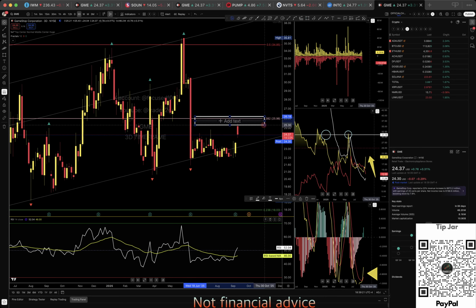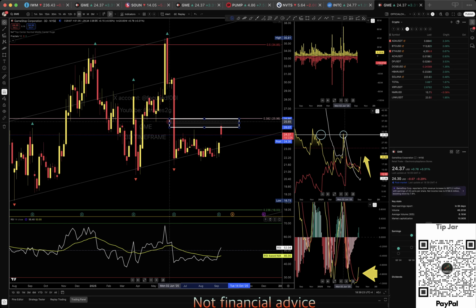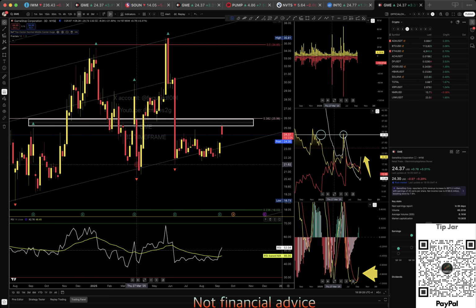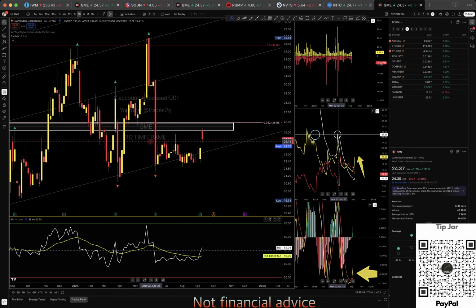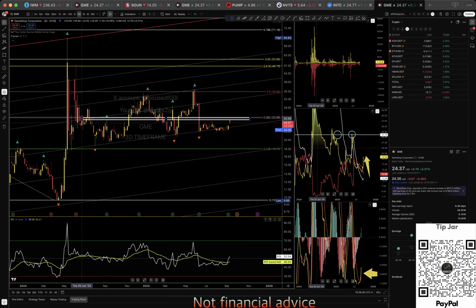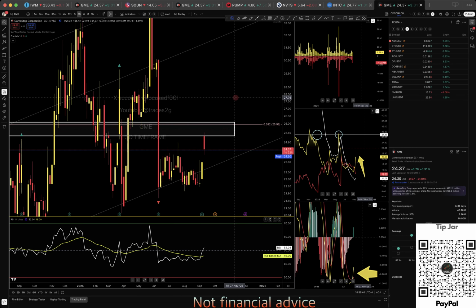So we do have a clean rejection here. If we just take a box, obviously we got the 0.382. Look left, and obviously it's been clean resistance here, support, resistance, support, etc. So it's finding resistance here now, but it's okay because it takes time. It takes literal time, and that's the point.